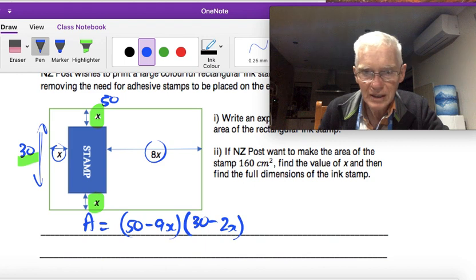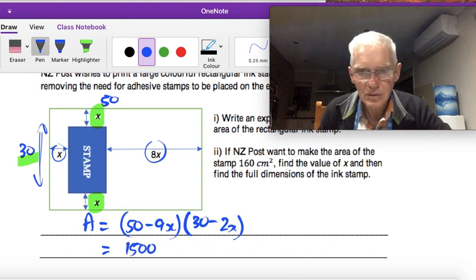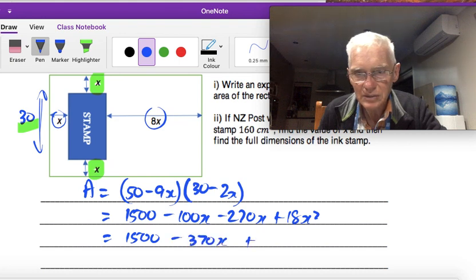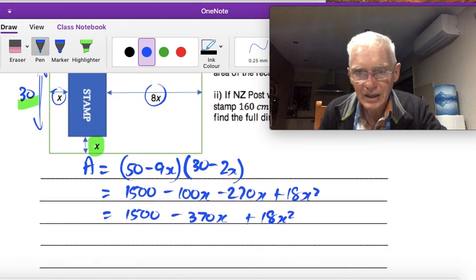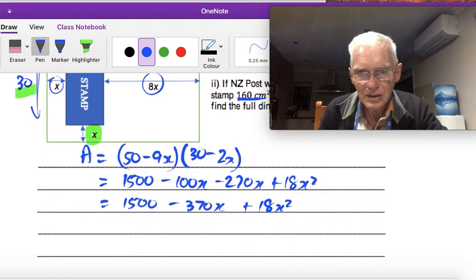We could expand that out, and if you expanded it out, you would get 1,500 when you multiply, minus 100x minus 270x plus 18x squared. Simplify that a little bit more, and you get 1500 minus 370x plus 18x squared. It says that it wants 160 centimeters squared, so 160 is going to equal all of this.